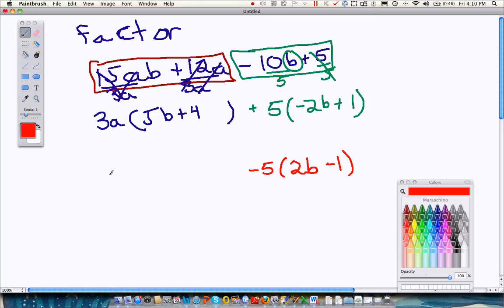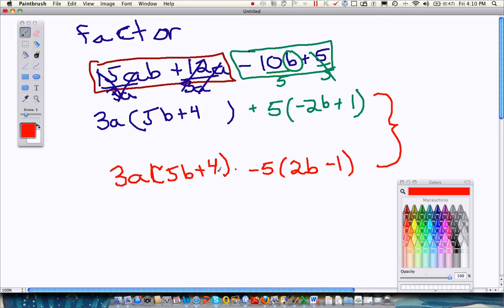So what's the right answer? Is it 3a times 5b plus 4 minus 5 times 2b minus 1? Or is it our first one? And the answer is they are what we call algebraically equivalent. They're actually both correct. Algebraically, they do mean the same thing. So it is really what you choose to do with it.